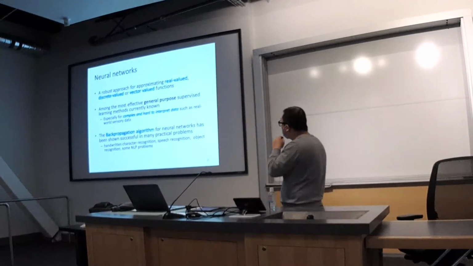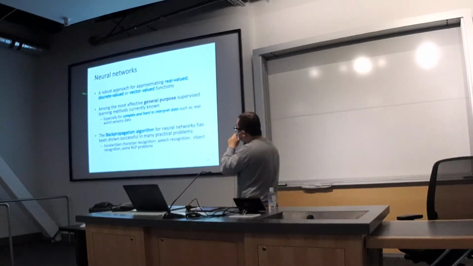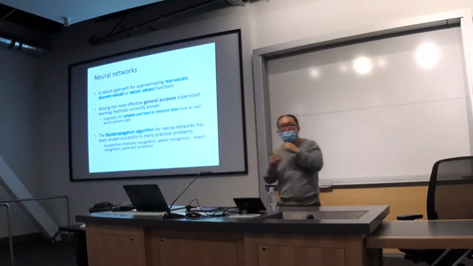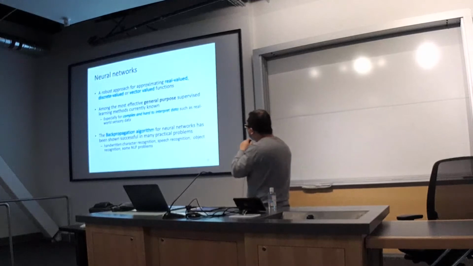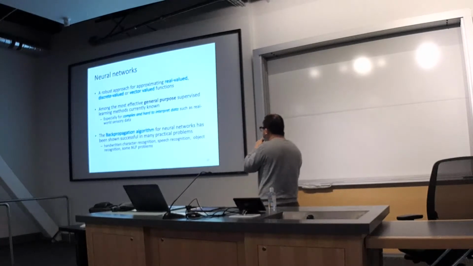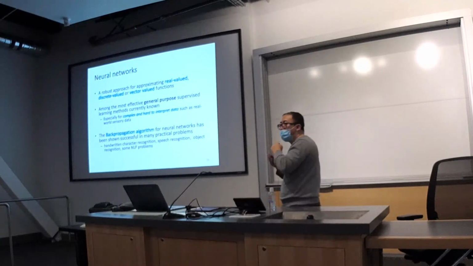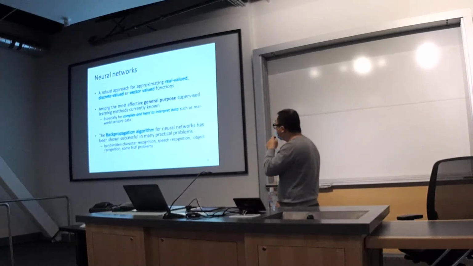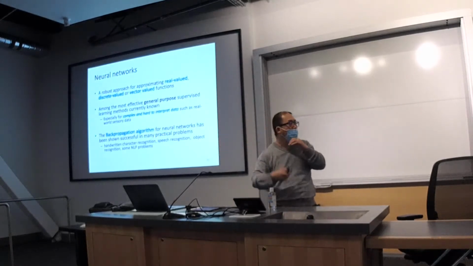Now let's try to formalize this. In general, neural networks are a very robust approach to approximate real-valued, discrete-valued, or vector-valued functions. The theory tells us that neural networks are very powerful function approximators. And they are among the most effective general-purpose supervised learning methods currently known, especially for complex and hard-to-interpret data, such as image data, voice data, sensor data, video data, etc. And the key for neural networks is the backpropagation algorithm, which will be the major focus of our discussion.